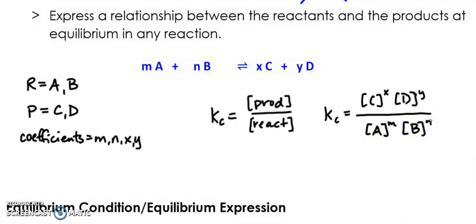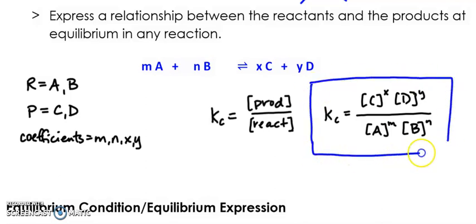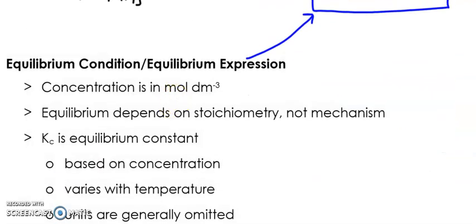So you can see our coefficients become our exponents, and we are still looking at concentrations. This right here is our equilibrium constant expression. We're looking at a concentration of products over a concentration of reactants. A quick reminder: concentration is measured in moles per decimeter cubed.